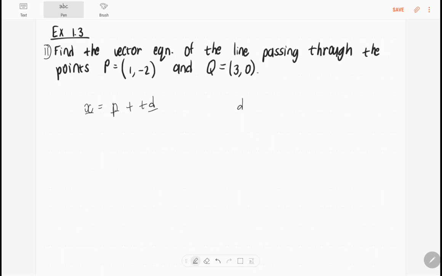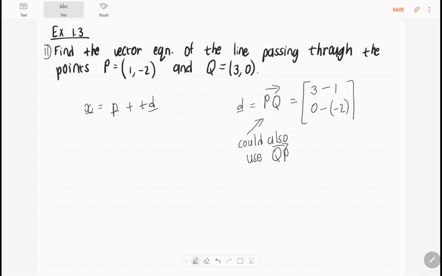I'm just going to let D be the vector going from P to Q, but you could also use Q to P. That doesn't matter because those two vectors are scalar multiples of each other. In this case, the one is just the negative of the other. So it's then going to be the coordinates of Q, which is 3, 0, minus the coordinates of P, which is minus 1, minus 2. And then we have 2, 2. So that is our direction vector.